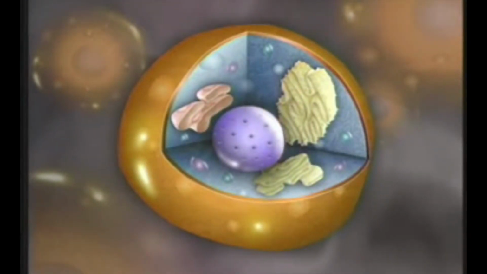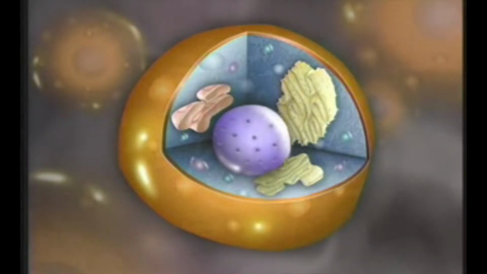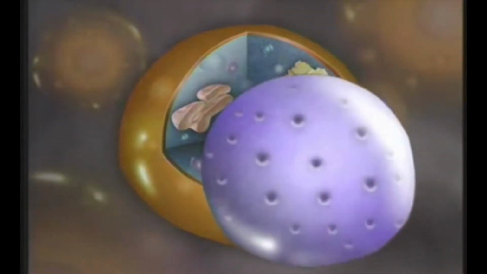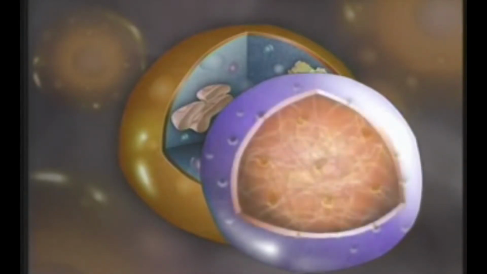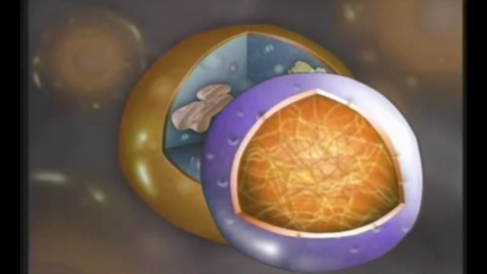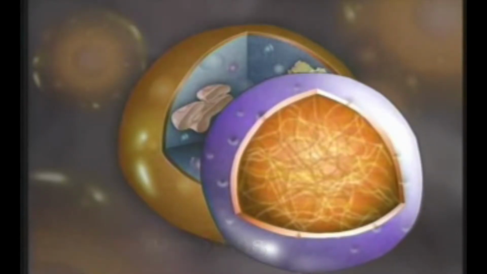Inside the cell membrane, there are many different structures called organelles, which literally means little organs. One organelle, the nucleus, is the control center of the cell. The nucleus has a membrane that has pores in it. These allow certain molecules to enter or leave the nucleus. Inside the nucleus, there is fiber-like material called chromosomes. Chromosomes contain the cell's genetic information.